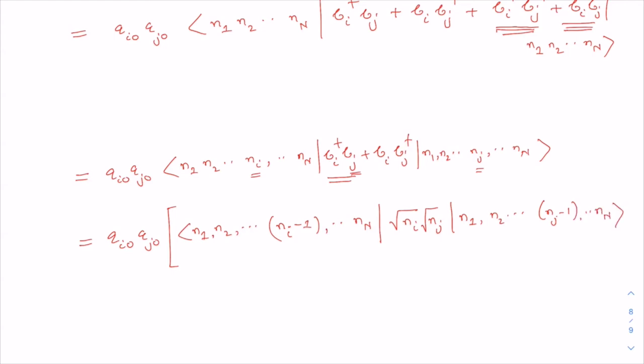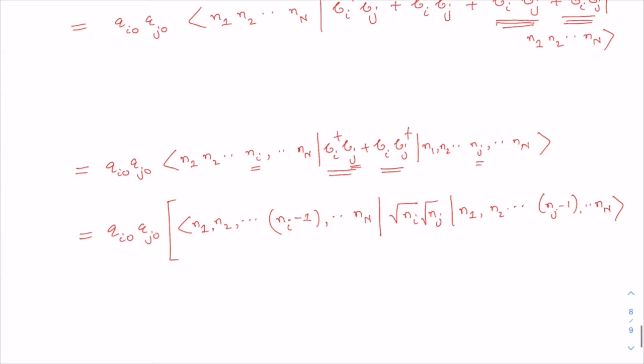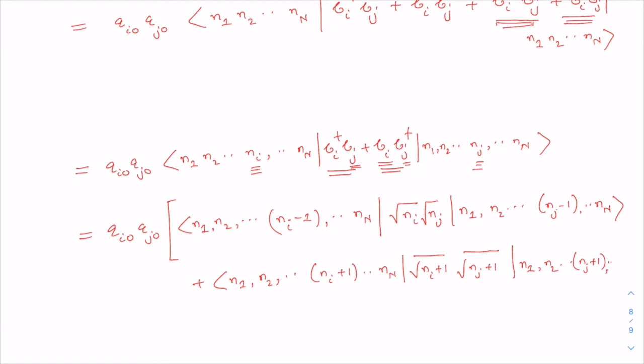So this is what you will get from the first term. Now let us consider this term, and in a similar way here you will see that this would become n1, n2, and this ith operator bi, annihilation operator, when it operates on this, you will get ni becoming ni plus 1, and you will have nn here, and this would become square root of ni plus 1. Similarly, now bj, when it operates on nj, it would become square root of nj plus 1, and on this side you will have n1, n2, and you will have nj plus 1 and nn.